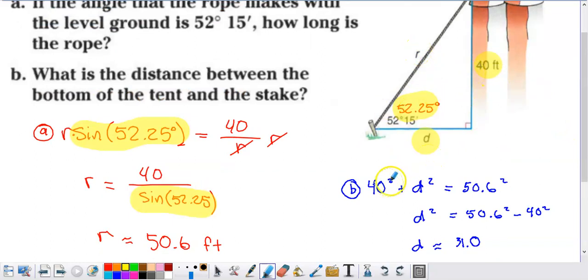So what I did is this leg squared plus the leg that we wanted to know squared equals the hypotenuse squared. Well, if I want to solve this for D, I'm going to have to subtract the 40 squared from 50.6 squared. And then I'm going to have to take a square root to undo that exponent. So I just typed this straight into the calculator, square root of 50.6 squared minus 40 squared. It was actually 30.98, I believe, when I typed it into the calculator. So I just rounded that to the nearest tenth, and that became 31.0 feet.